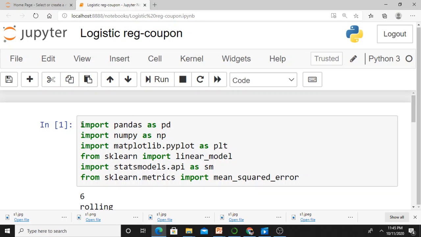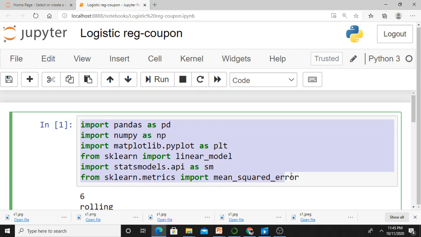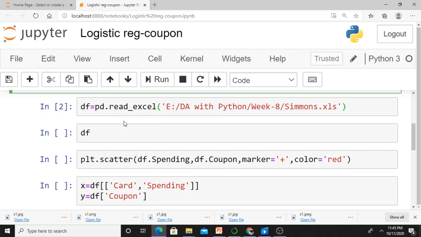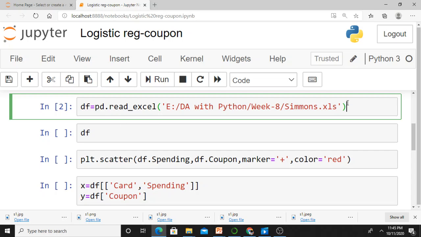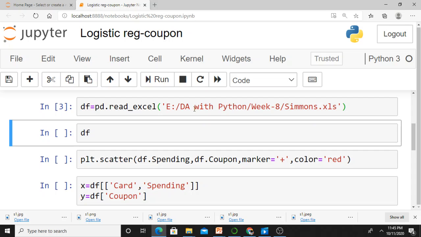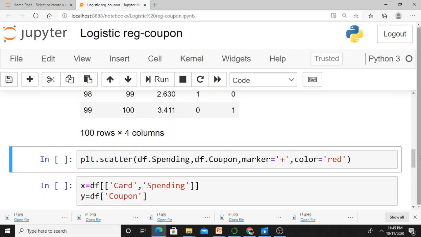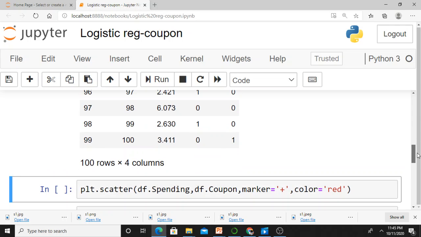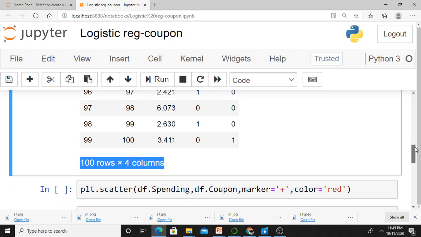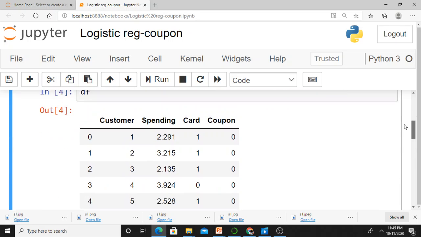We have already discussed these libraries many times. Let me proceed. This one is Siemens.xls, a file in which we store data. We are creating a data frame from it. Let me print that data frame. As I told you, just see, there are 100 rows and 4 columns.